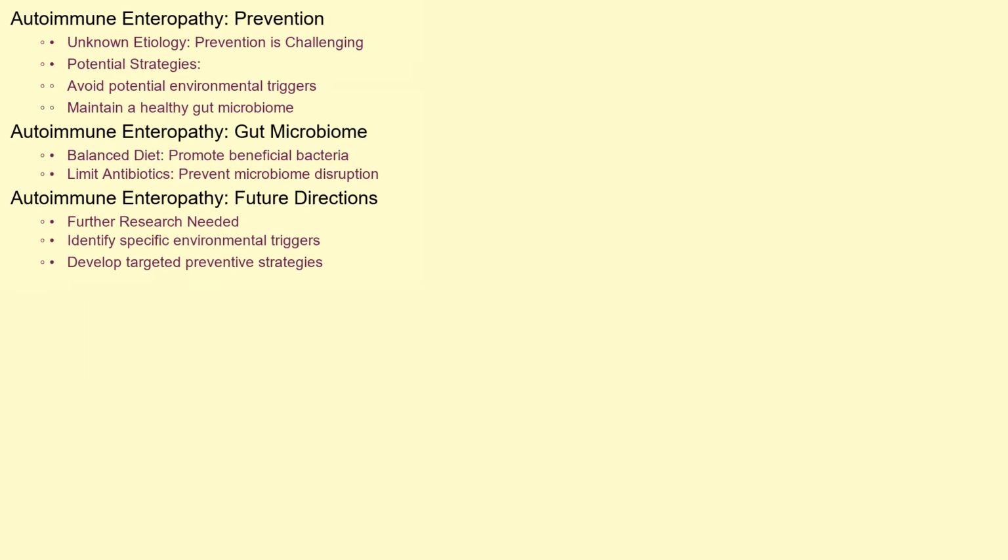Currently, there are no known preventive measures for autoimmune enteropathy, as the exact cause remains unclear. Since the disease is thought to involve a combination of genetic predisposition and environmental triggers, avoiding potential triggers may be helpful in some individuals. Maintaining a healthy gut microbiome through a balanced diet and avoiding unnecessary antibiotic use could also potentially reduce the risk. However, more research is needed to fully understand the factors that contribute to the development of AIE and to identify effective preventive strategies.